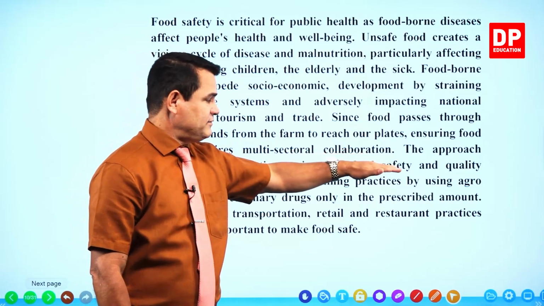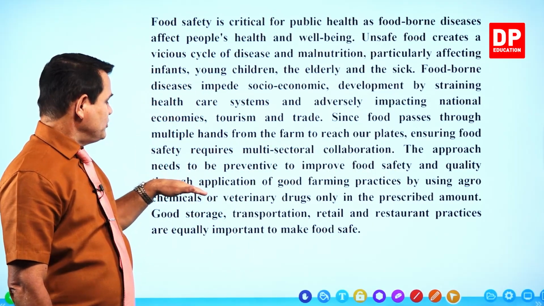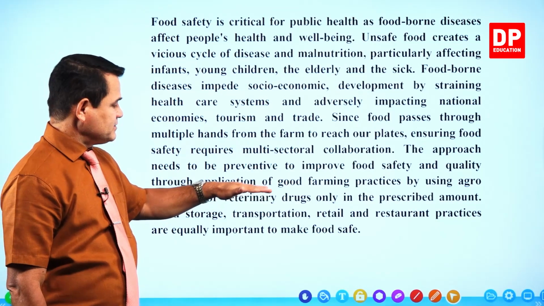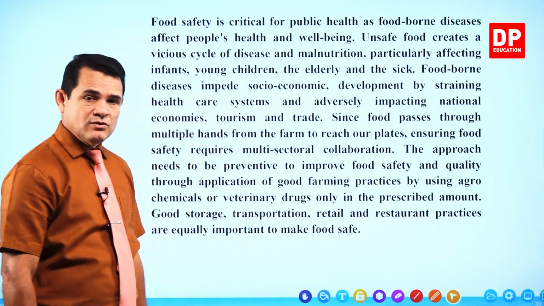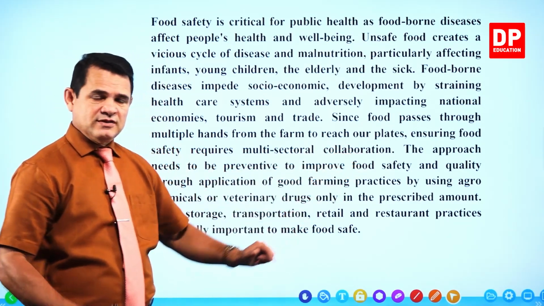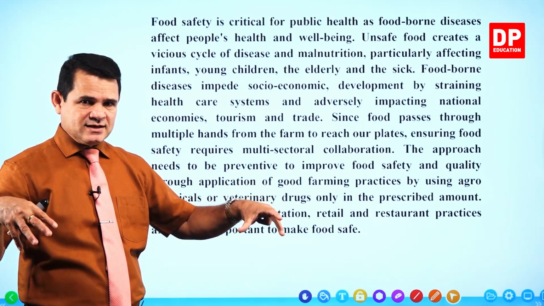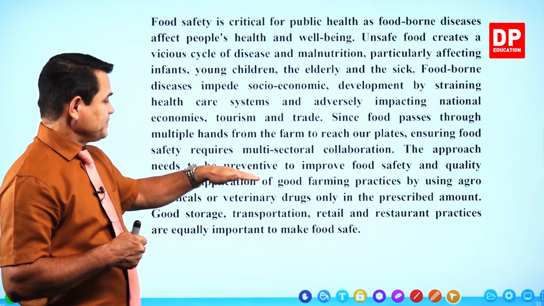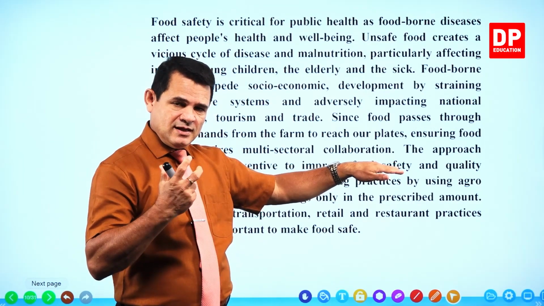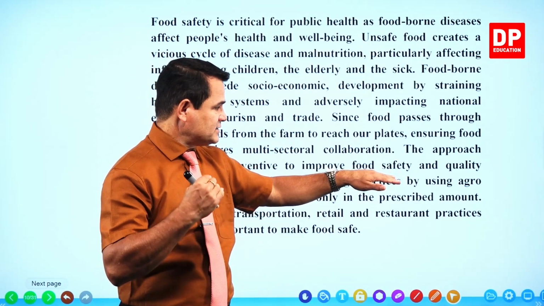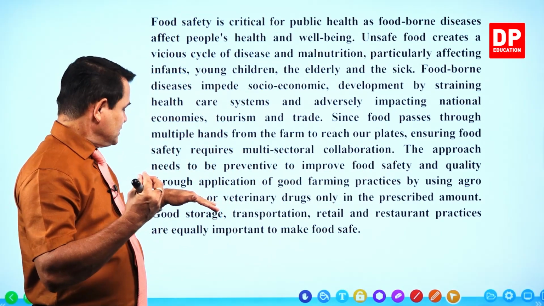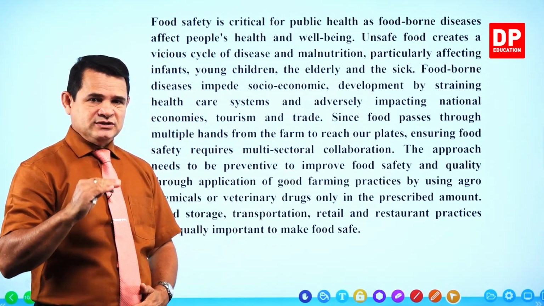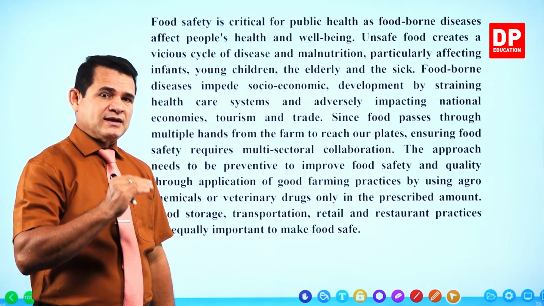The approach needs to be preventive to improve food safety and quality through application of good farming practices by using agrochemicals or veterinary drugs only in the prescribed amount. Now we understood that all these sectors' collaboration is required, and the approach in this process needs to be preventive to improve food safety and to increase it, and quality. To maintain good quality, first there must be good farming practices.